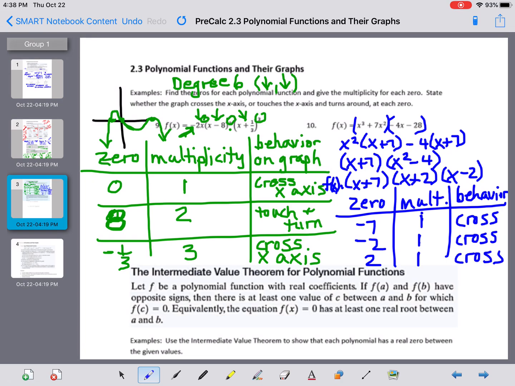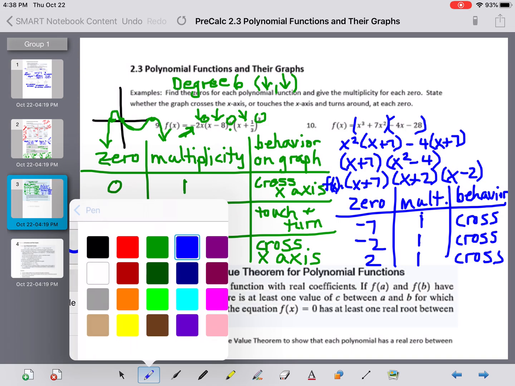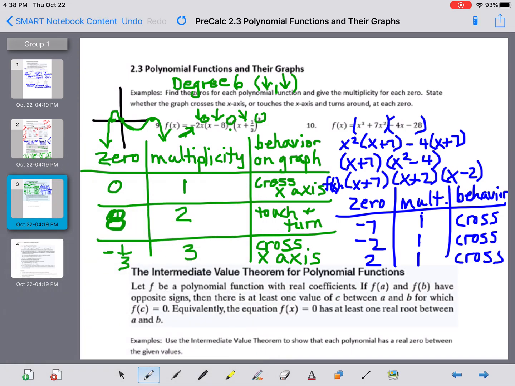Okay, so if we think back to the original function, it was degree 3. Okay, so degree 3 here, which means my end behavior, and it was positive leading coefficient, which means it's going to start down and it's going to end up, right?